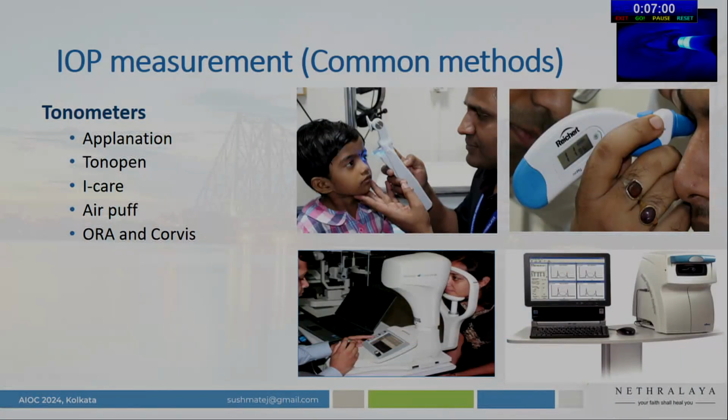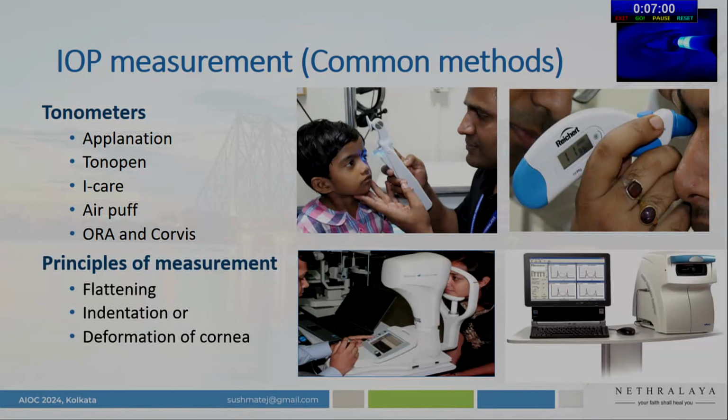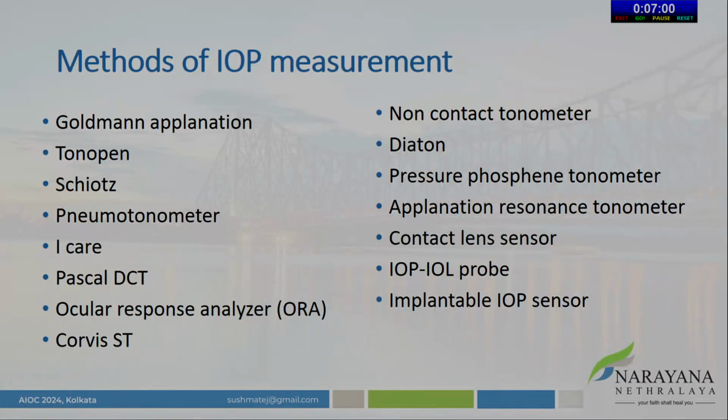It's an age-old topic, but let's just revise. These are the common methods that we use for intraocular pressure measurements, and all of us are very familiar with these in the clinics. The principles of measurement are largely flattening, indentation, or deformation of the cornea. So largely we are dependent on the cornea for measurement of intraocular pressure. These are the various tonometers that we will just touch upon.